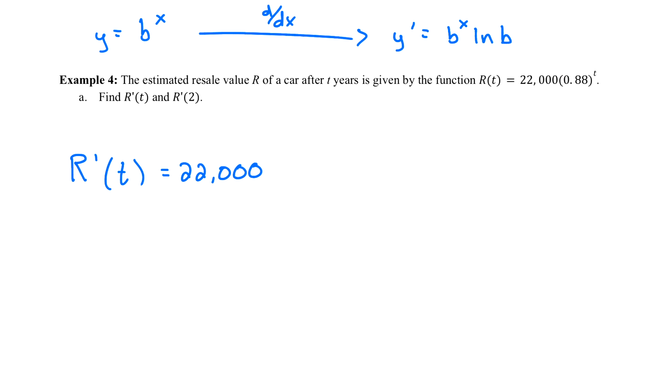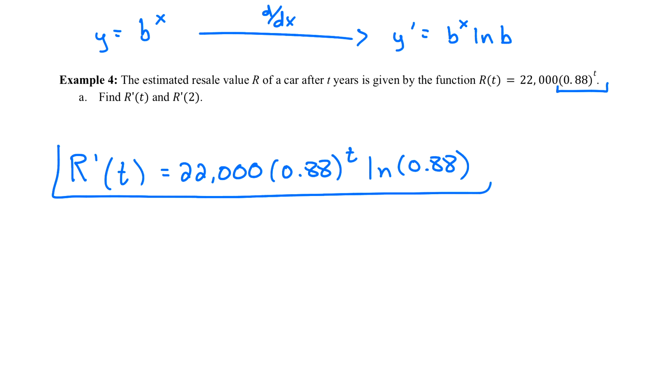So that's the first factor. Then I need to talk about the derivative of 0.88 raised to the t. And here's where we're using that new derivative rule. So the derivative of that part should look like 0.88 raised to the t power times the natural log of my base, and in this case my base is 0.88. So here is my derivative. First of all, there's not much I can really do to simplify it. R prime of t is 22,000 times 0.88 to the t power times the natural log of 0.88.